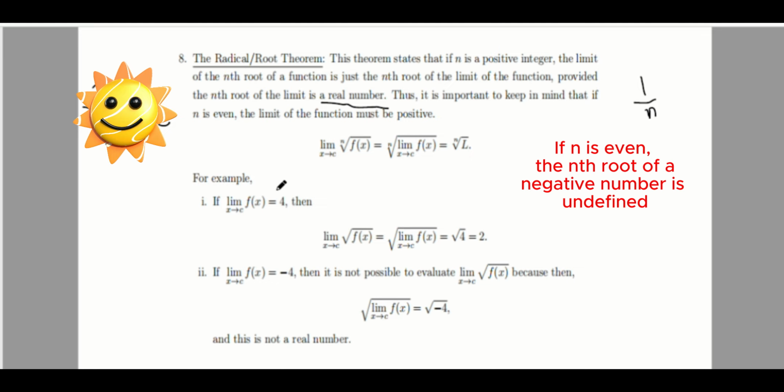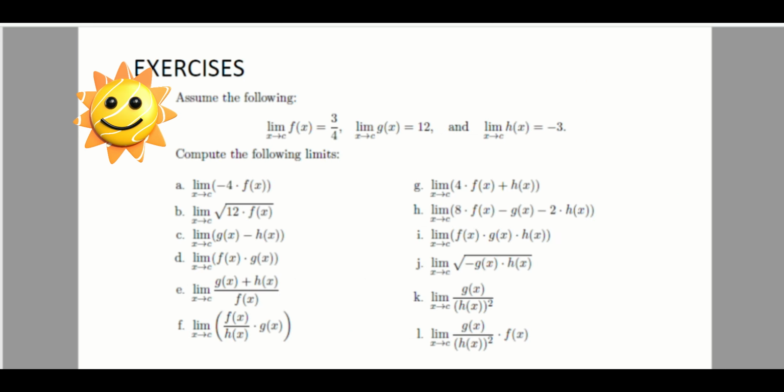So the limit of f of x equals 4. If this is true, then the square root: the limit of the square root is just the square root of the limit. So the limit of the nth root is equal to the nth root of the limit. Take note of that. So the limit of f of x equals 4. So the square root of 4 is 2. Now, if the limit of f of x equals -4, then it is not possible to evaluate the limit because the square root of -4 does not exist. So you may practice these exercises. Thank you for listening.